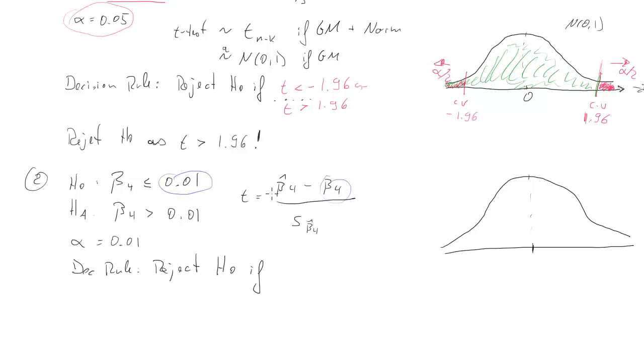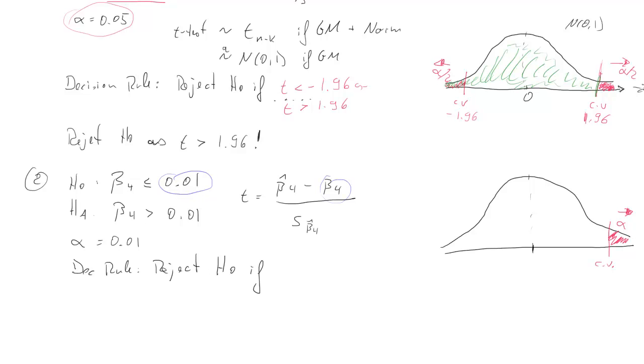Now, in what case will we reject the null hypothesis? We will only conclude that beta 4 is indeed larger than 0.01 if we have a sufficiently large value for beta 4 hat. So we will only reject if we land somewhere in the tail here. We want the critical value, and since we have a one-tail test, we are looking for the value that cuts off the probability alpha here.